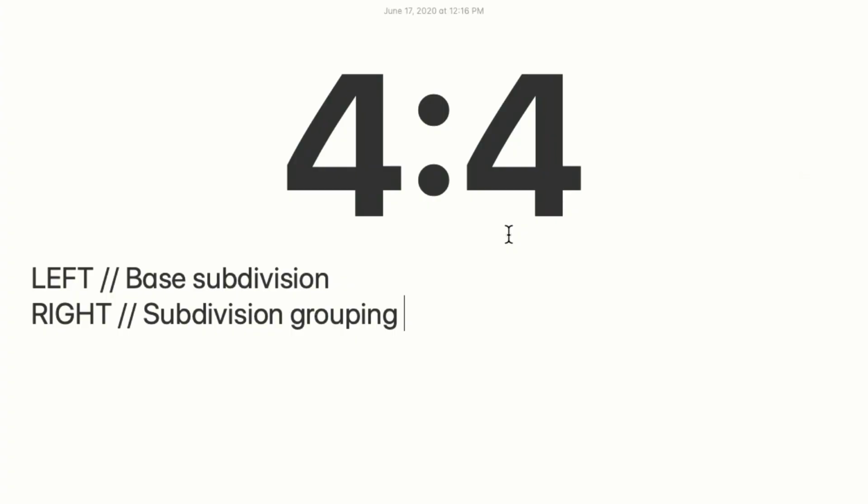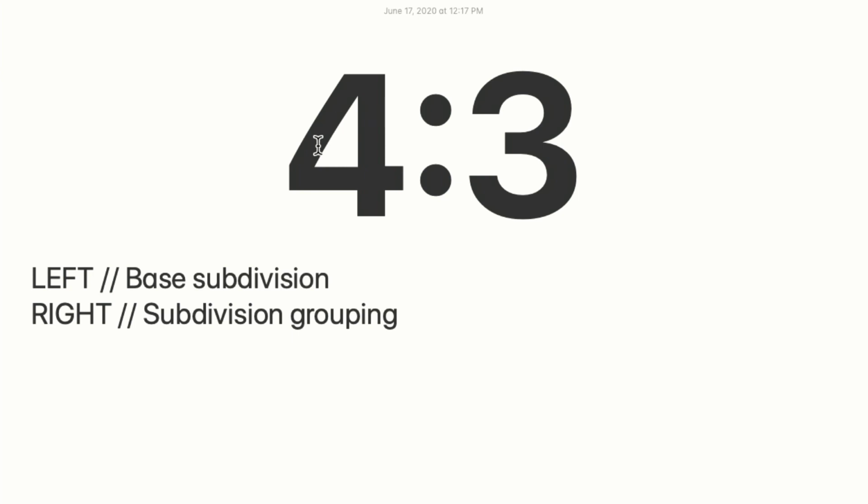Now what if we use a different number here? Okay, what if we use a number like 3? This is a polymeter. So we have our bass subdivision, which is 16th note, and usually we would group them in groups of 4, and that would create our beat. But what if you group them in groups of 3? It's going to create a new beat. It's going to create a meter on top of our old meter, a polymeter.